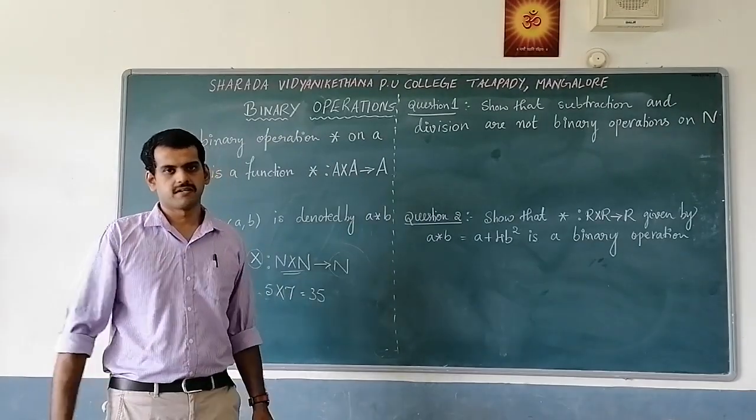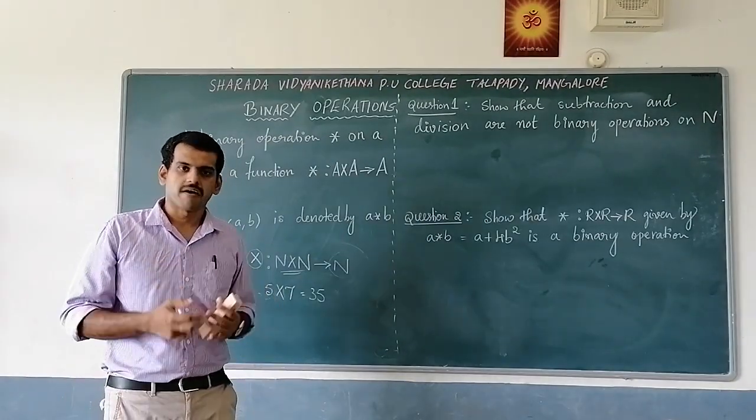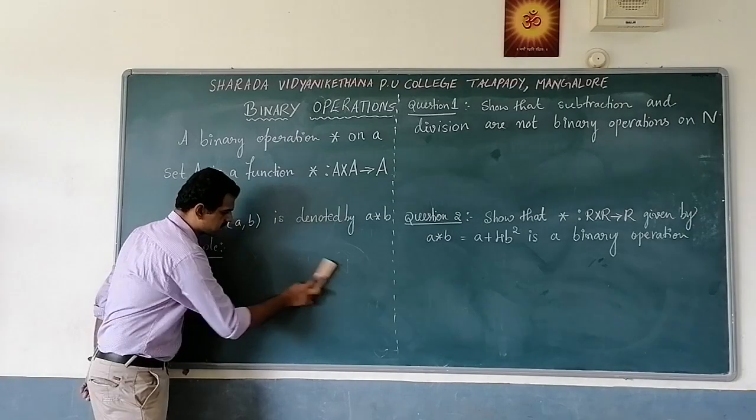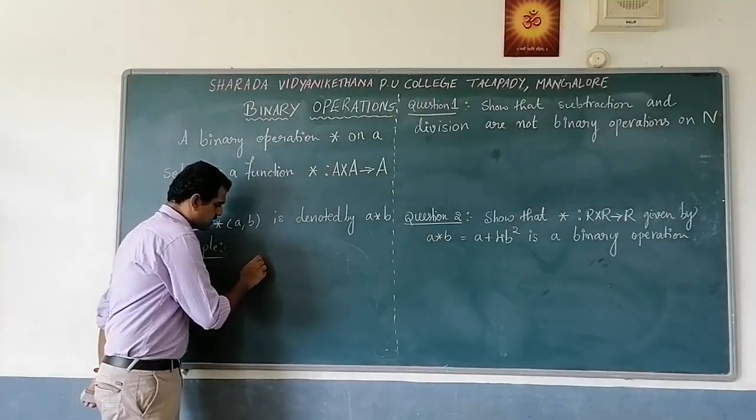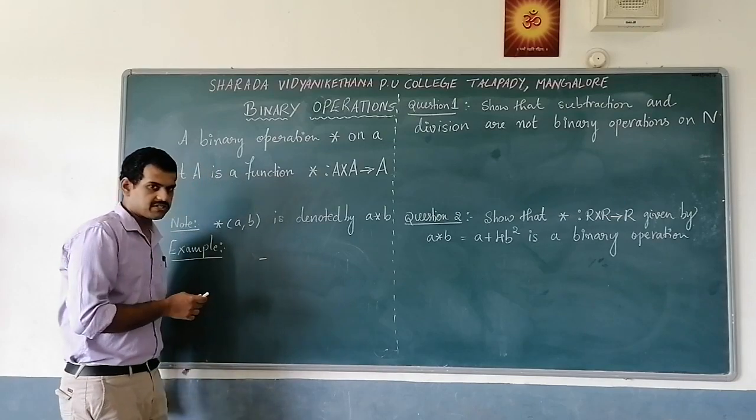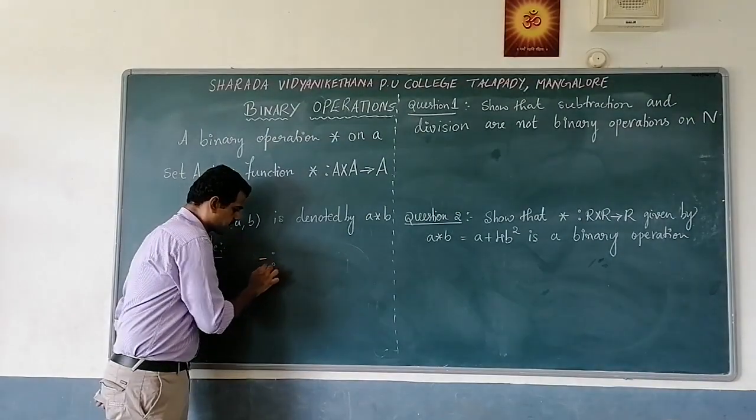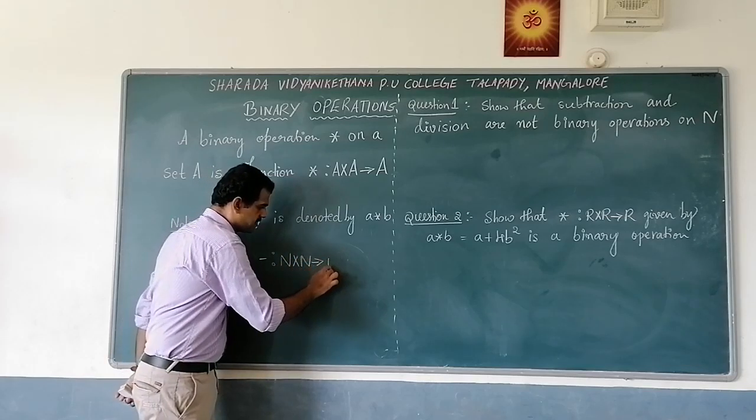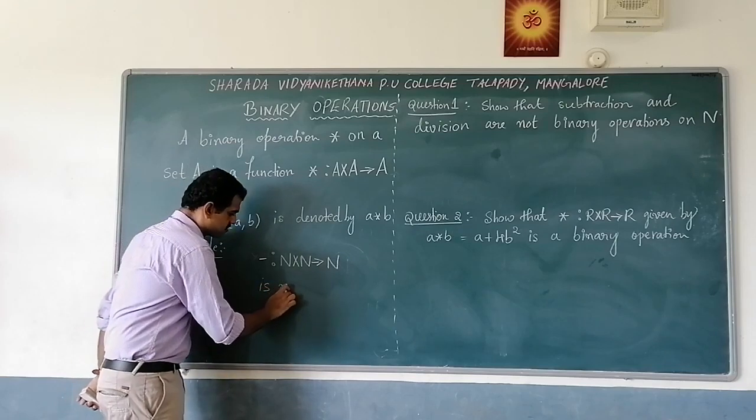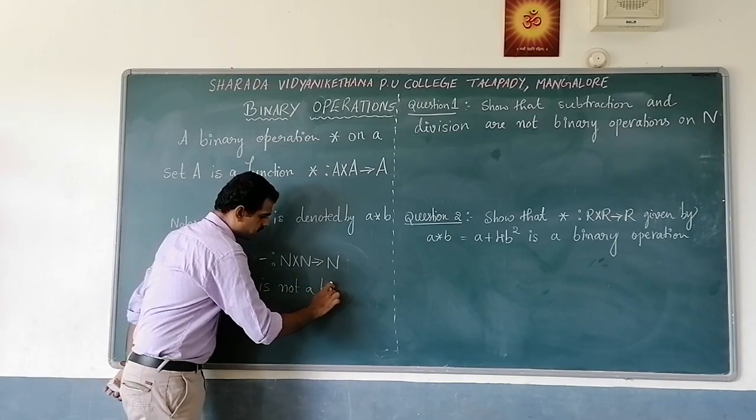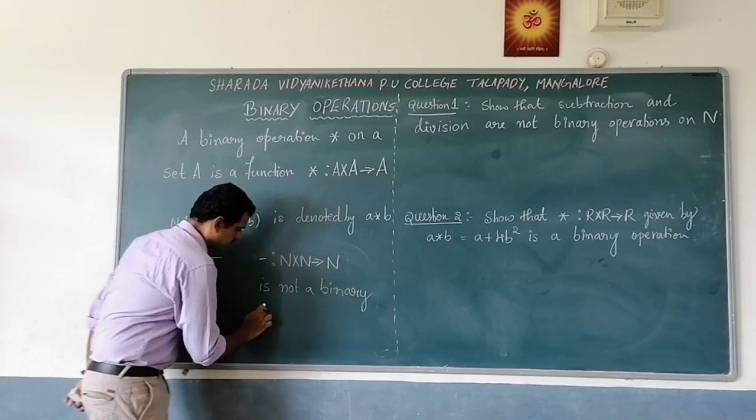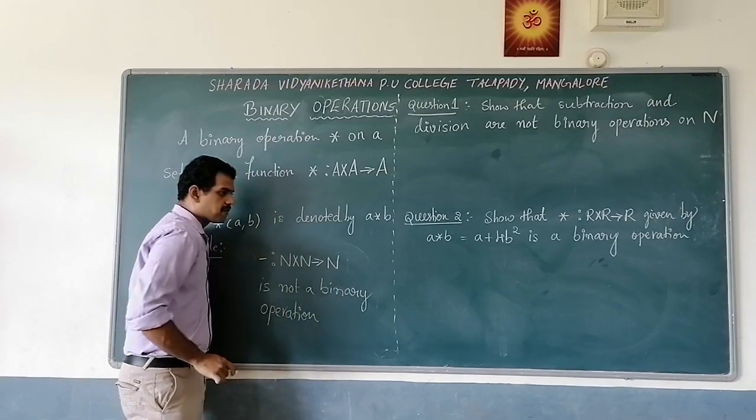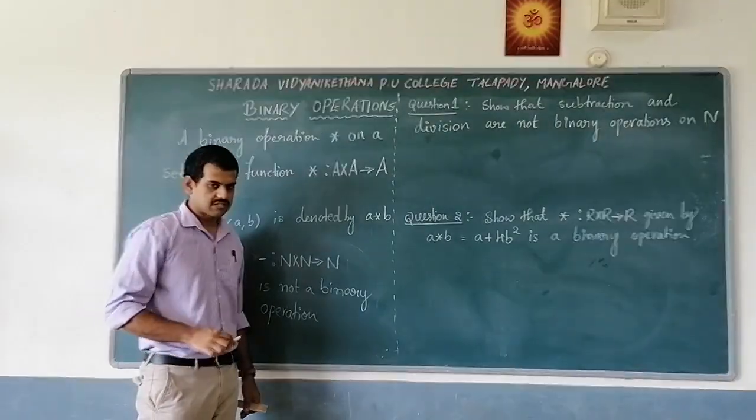Now I will give one more example where you are taking an operation, but it is not a binary operation. Such an example we will see. Again in natural numbers only we will take. Suppose I take subtraction. Subtraction is a basic operation, right? So in subtraction, if I take from N cross N to N, this is not a binary operation. Why is it so? I can give an example where this is not going to be satisfied.